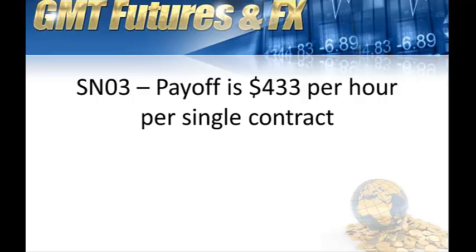So that's system number 3. Payoff is $433 per hour per single contract. So remember that that allows us now to look at our systems and say, right, well, what else can we leverage based on our account? What else can we be trading that's going to increase our per hourly rate on our contracts? Because that's really ultimately what we're doing.